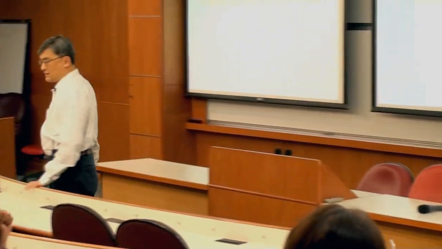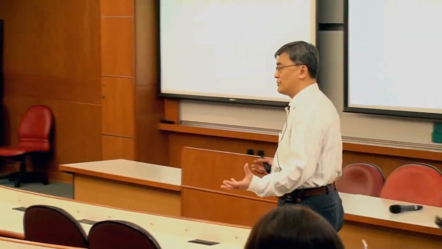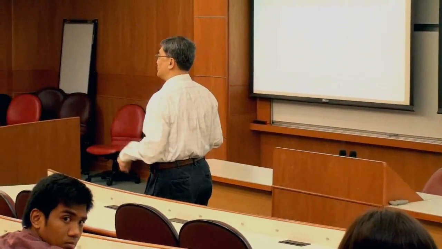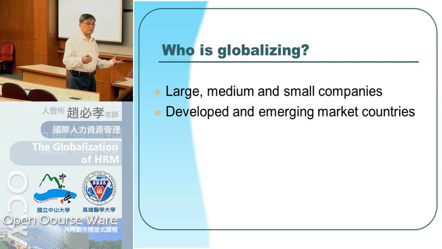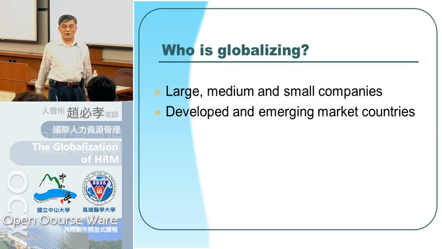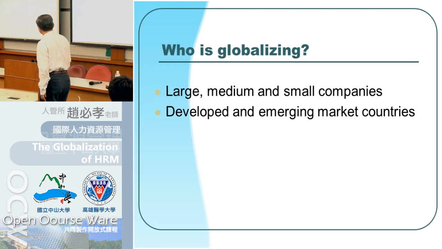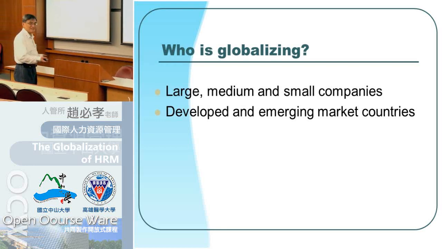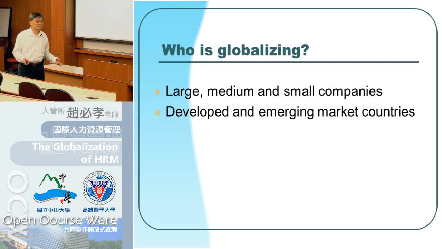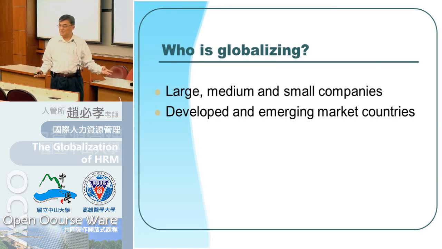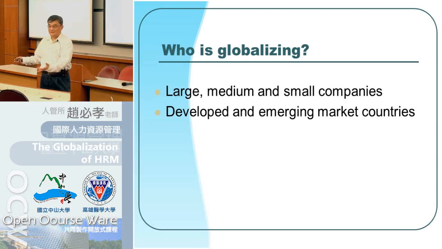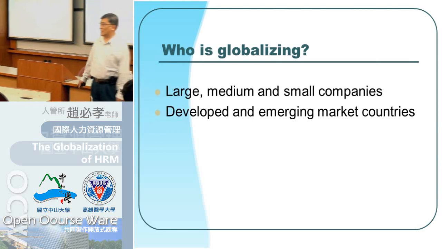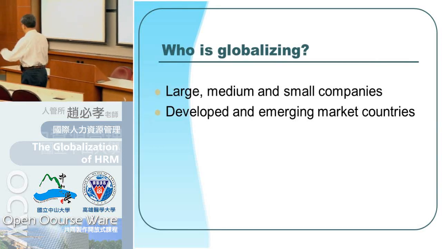When these Chinese multinational companies go global, they have to learn how to manage international managers, most of whom are Caucasian foreigners, not Chinese people. So you can see who is globalizing: large companies, medium and small-size companies, and not only from developed countries but also from emerging market countries. We can say this is the era of globalization.